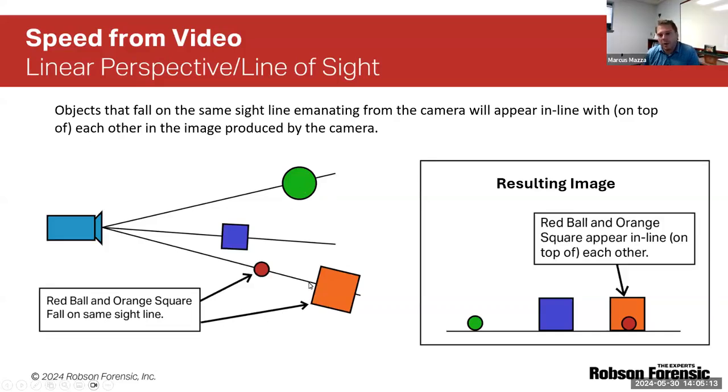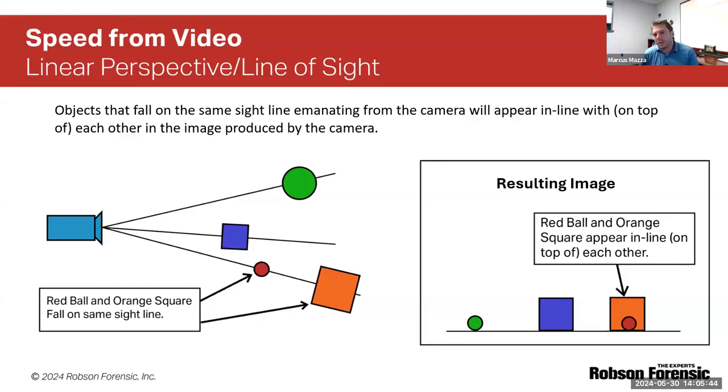We have a series of objects that are in the frame of that video. When we have two objects that fall along the same line of sight emanating from the camera, so for instance, we have a red circle that is in the same line of sight as this orange square, as drawn from the point of the camera, when we look at the actual video recording or frame from the camera, those are going to fall on top of each other. So we're going to see those as overlapping in that frame.